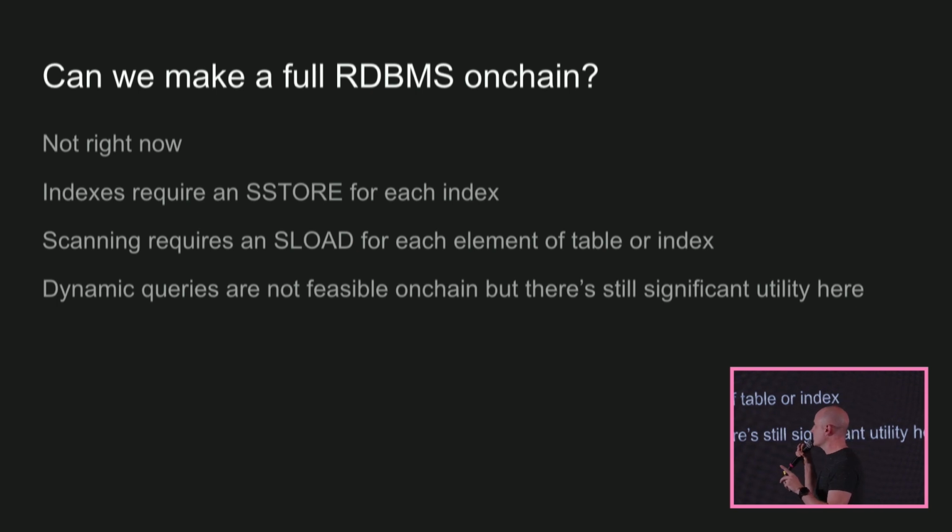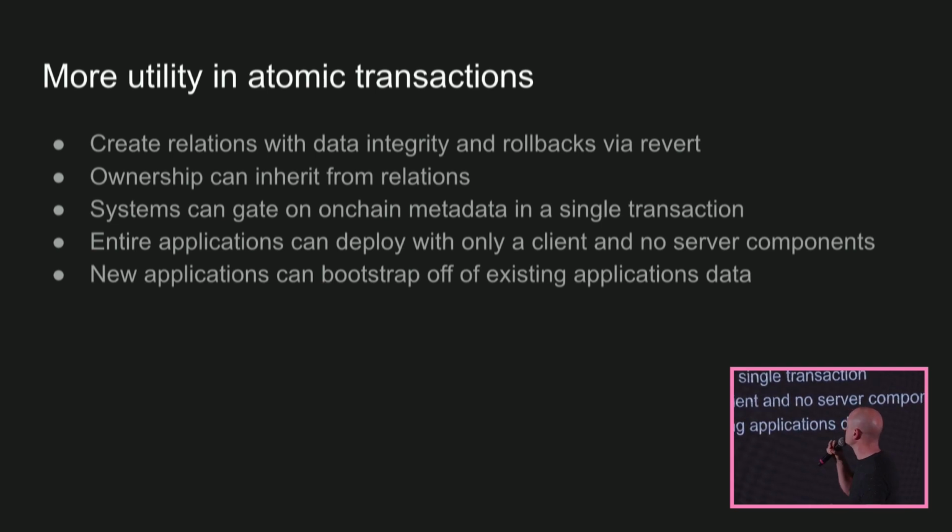But the main thing is that we can get a lot of utility just having the relations and the core data that we need on-chain, and we can bring atomic transactions into play and have data integrity, have ownership, have inheritance, and stuff like that. We don't need a full RDBMS to do it. So once you're in atomic transactions, and what I mean by that is not reaching out to servers to read metadata, keeping it on-chain, you can create relations with data integrity.